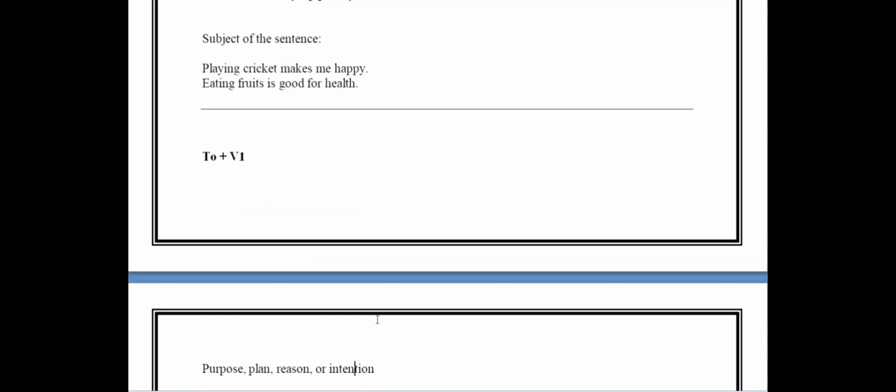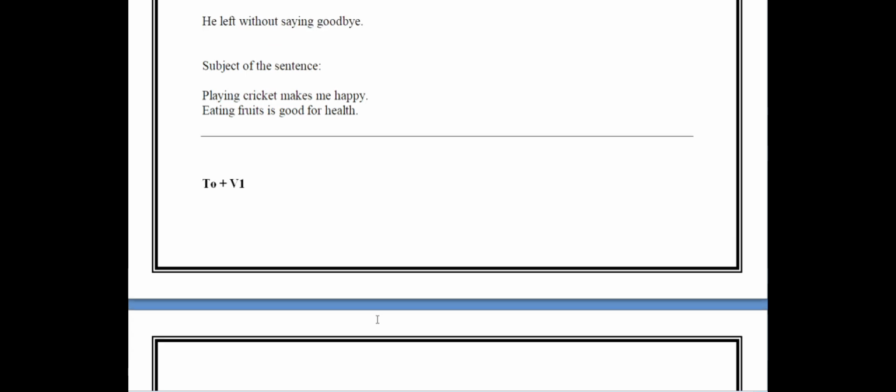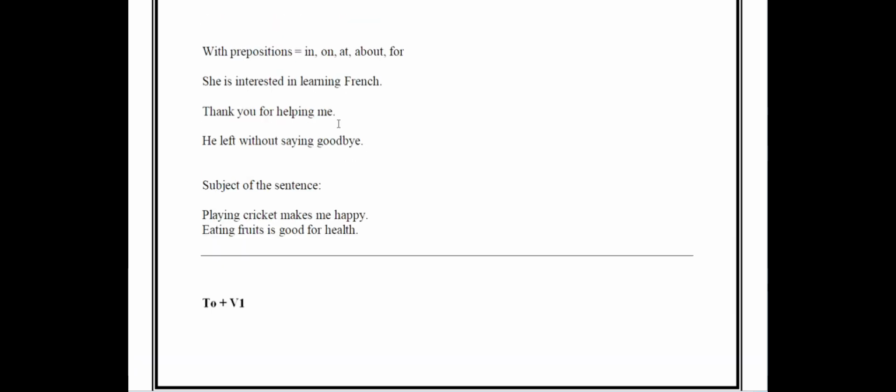Okay, little more now. It is generally after the prepositions like in, on, at, about, and for. For example, she is interested in learning French. After the preposition in, you have the gerund learning. Next example, thank you for helping me. For is the preposition. After the preposition, it is helping me. He left without saying goodbye. Saying here is the gerund.